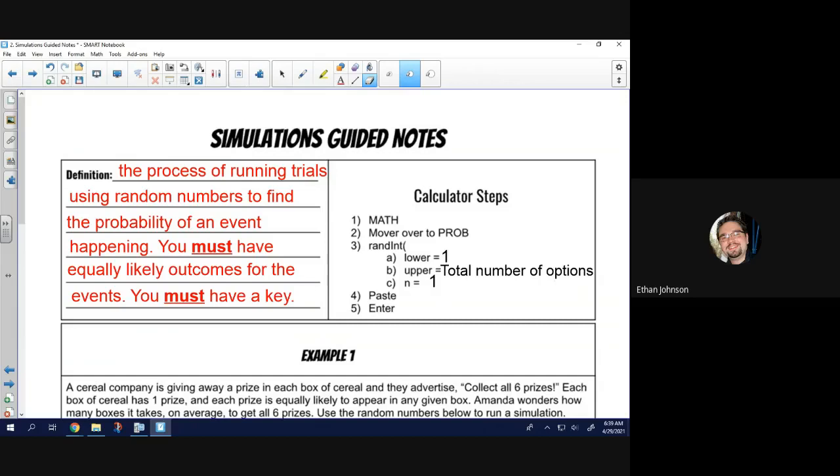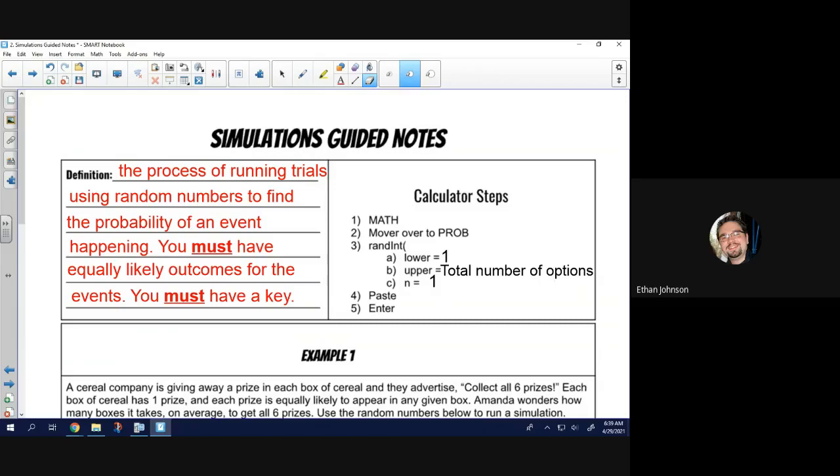Now, in your notes, the calculator steps are a tad bit different. So I'm going to have you guys fix this. Calculator steps: first we're going to go to math. And then we're going to move over to where it says prob, short for probability. And one of the first options there is one called randint, or random integer. Remember, integers are just whole numbers.